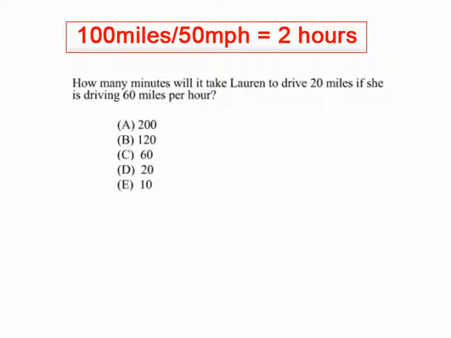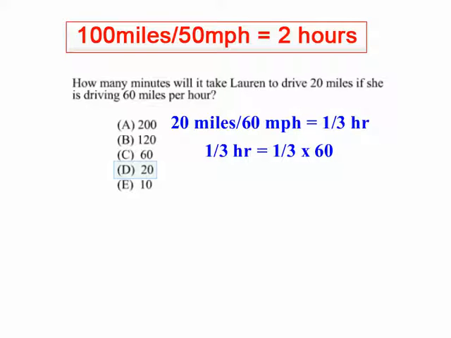You go 100 miles at 50 miles per hour, it'll take you 2 hours. In this case, she's going to go 20 miles at 60 miles per hour. Well, if we divide that through, that's going to take her 1/3 of an hour. 1/3 of an hour is 1/3 of 60, which is 20 minutes.